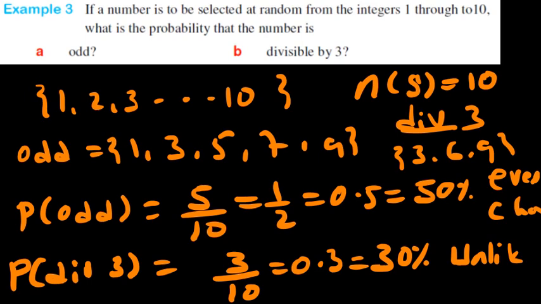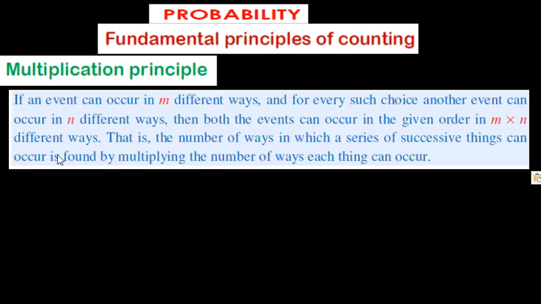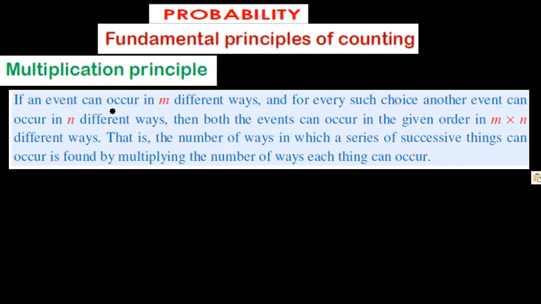Now let's get back to our main lesson, fundamental principle of counting. What is the first one? Let us see one by one. The first one is the multiplication principle. What does the multiplication principle say? If an event can occur in m different ways, and for every m, there is another event which can occur in n different ways, then both events can occur in the order m times n ways.